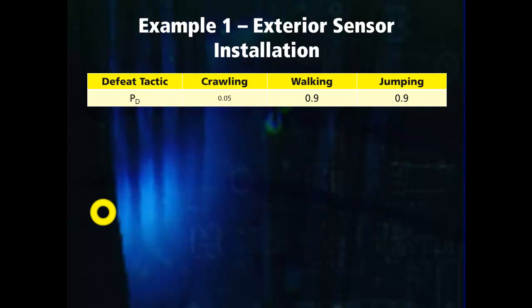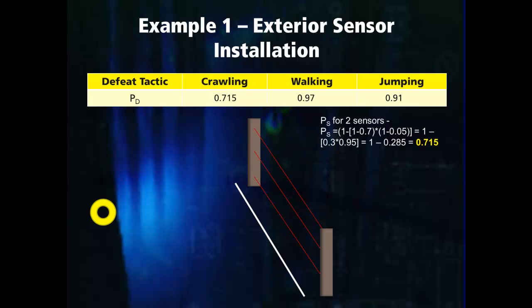Because the infrared detector has a probability of 90%, it already meets our requirement of 85% for both walking and jumping, but is susceptible to a crawling adversary. We therefore must couple a coaxial cable with the infrared sensor. The coaxial cable has a 70% probability of detecting a crawling adversary. However, combining the coax cable with the infrared sensor only gives a detection probability of 71.5% to detect a crawling adversary, well below our requirement of 85%.